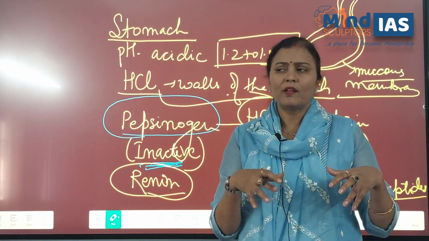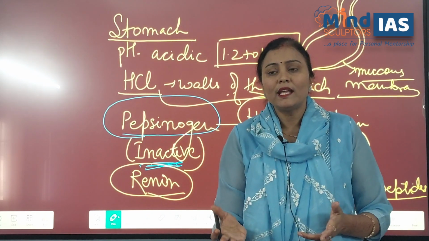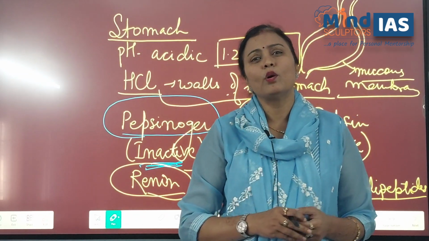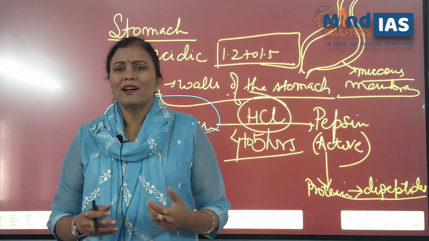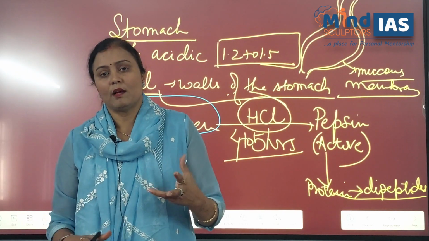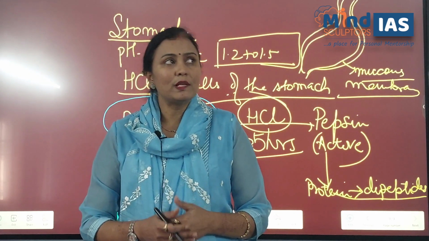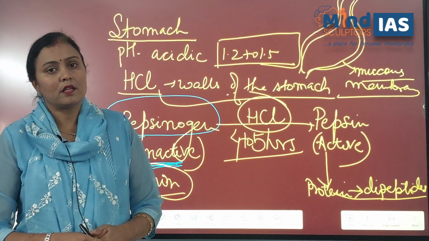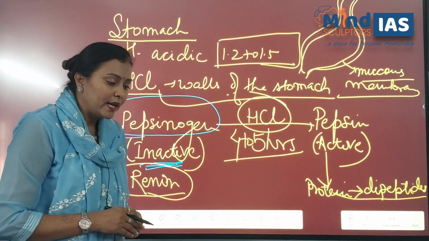But if you have developed the habit that from morning till evening, most of the time you are not eating anything, then this HCl starts corroding your mucus wall also, and then there are stomach ulcers, acidity, and a number of problems related to your stomach. So it is always advisable to have your food at regular intervals, because once you eat, the food remains in the stomach for 4 to 5 hours. So this is all about digestion in the stomach portion of the human digestive system.